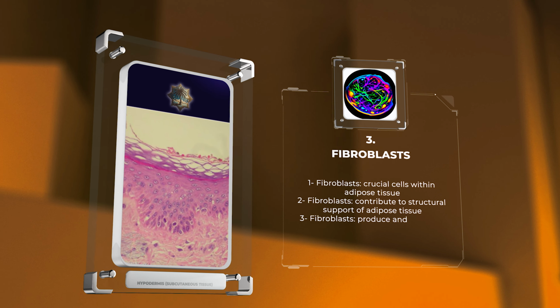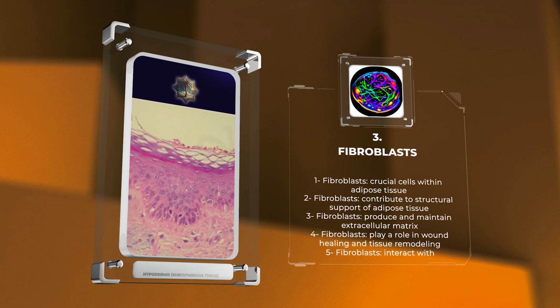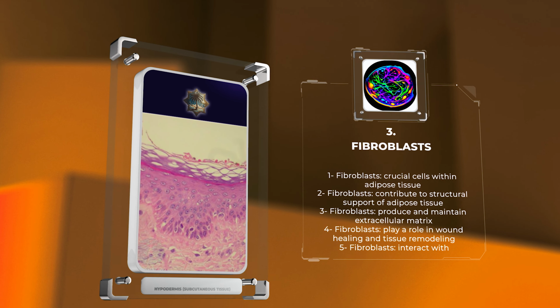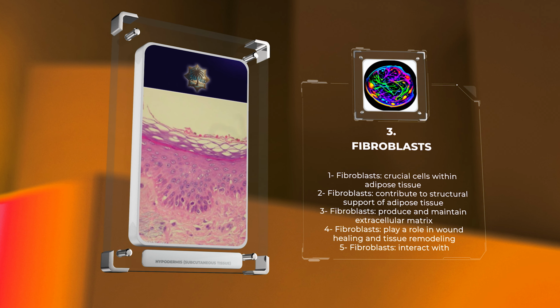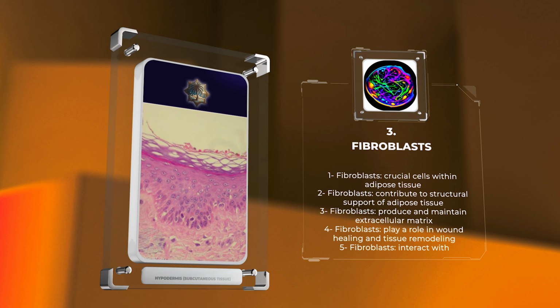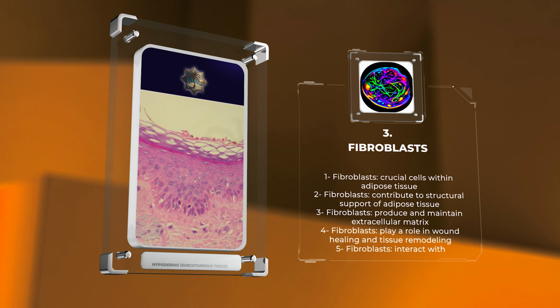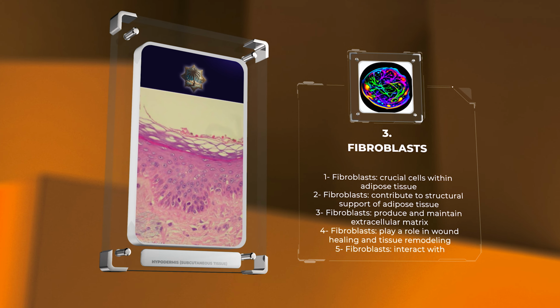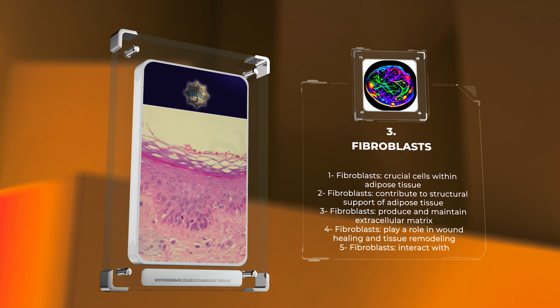Fibroblasts are crucial cells present within adipose tissue. They contribute to the structural support of adipose tissue by producing and maintaining the extracellular matrix, a complex network of proteins and carbohydrates. Fibroblasts also play a role in wound healing and tissue remodeling through the synthesis of collagen and other components of the extracellular matrix. The interaction between fibroblasts and adipocytes is vital for the proper functioning of adipose tissue.